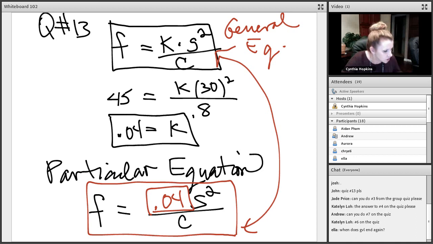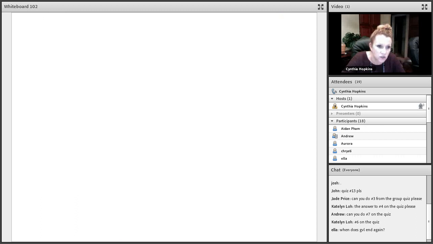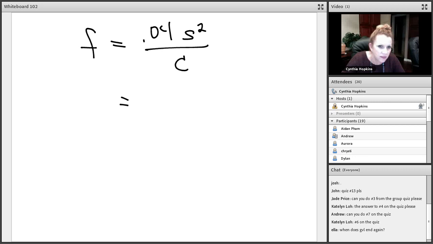Then they asked you some questions. Number 13b said determine how many feet of skid marks Lisa Carr left on the road when coming to a stop on a dry road. They said dry road again to make you understand that you're going to have the same coefficient of friction. And it says she's going 50 miles per hour. So I take my equation: F equals 0.04 S squared all over C. Then they told me my coefficient of friction was 0.8.